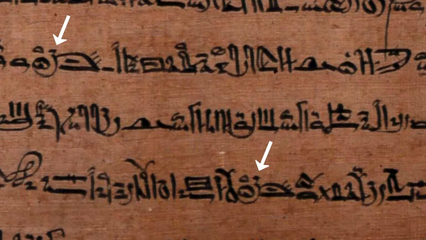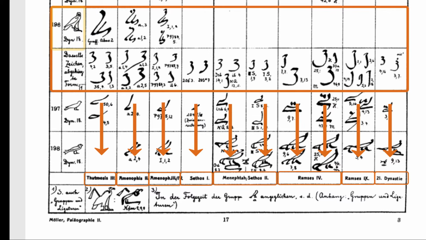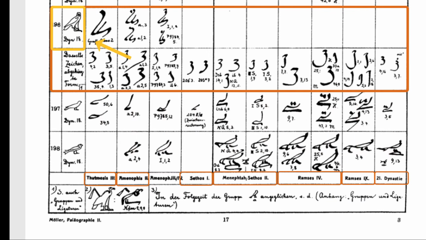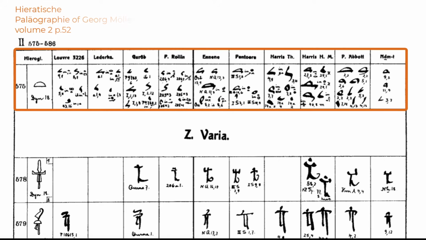The next sign we are looking for is this one here. You find it in volume 2, page 17, again in different hieratic handwritings from different papyri, representing the owl M. Now we look for this sign in the paleography. You find it in volume 2, page 52, and it shows the bread loaf T.